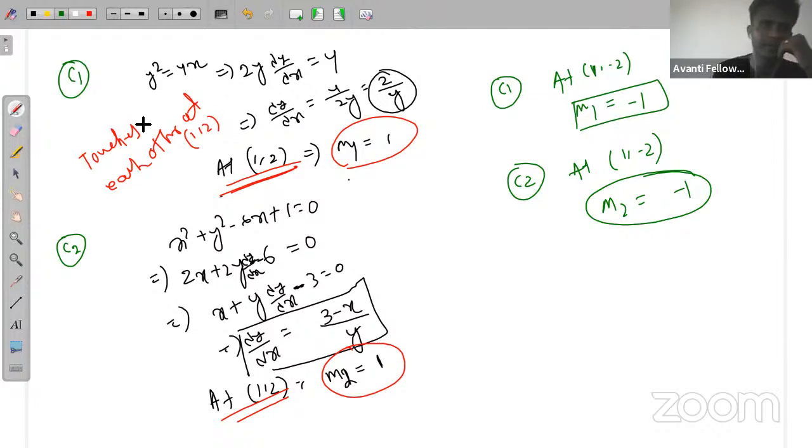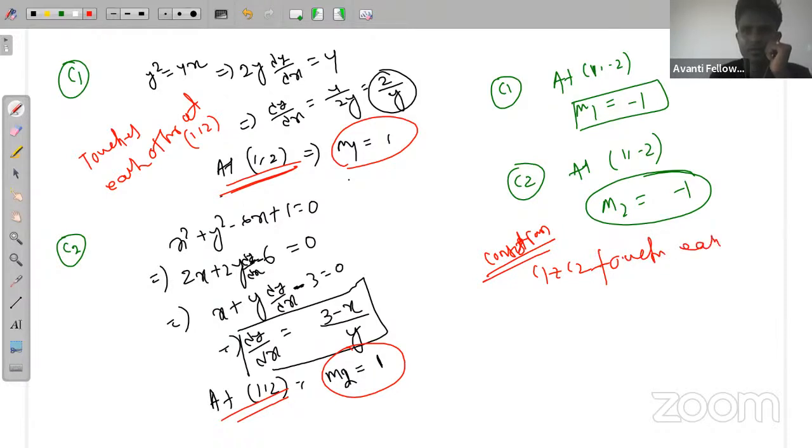That means what I am telling you is that at the point of intersection, at the point of touch where they touch each other, both the curves have different tangents but their slopes are equal, so that means they are touching each other. Okay, so for the curves C1 and C2, here we can draw the conclusion. What is the conclusion? The conclusion will be C1 and C2 touch each other at A (1,2) and B (1,-2).